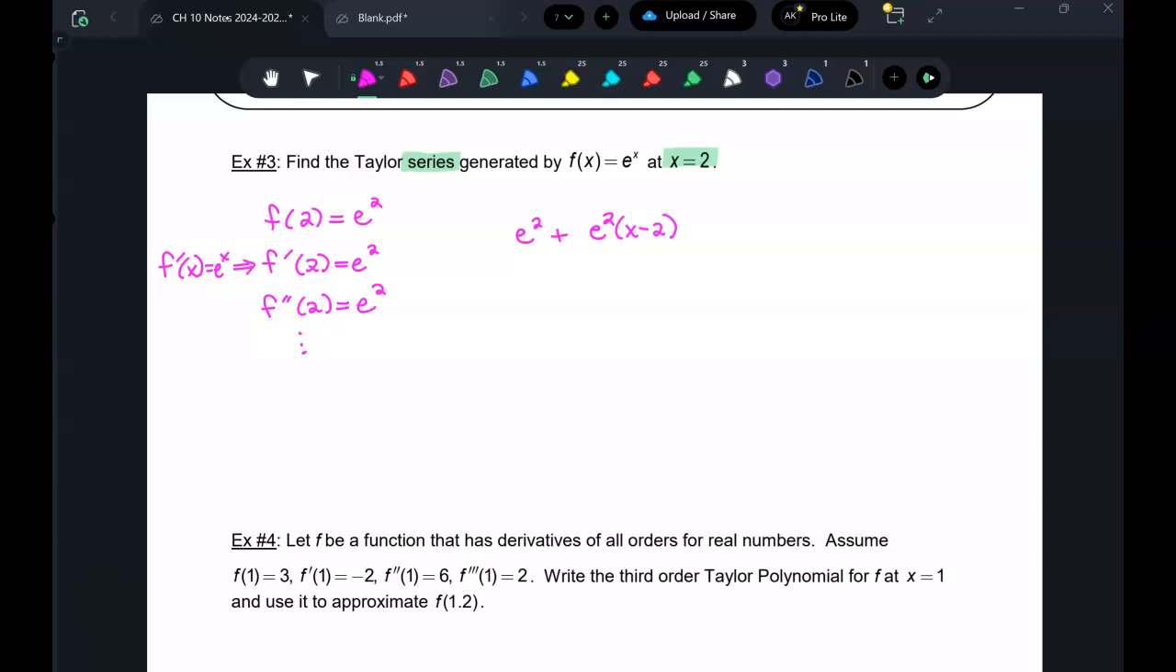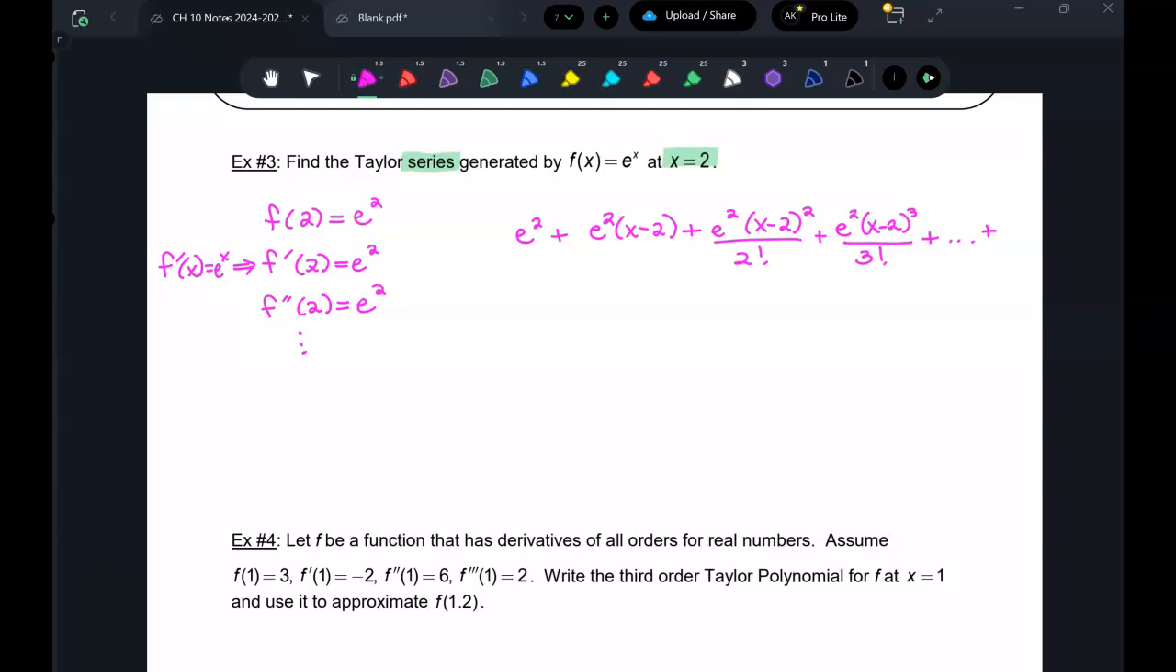This one's a series, so we want to express it for infinitely many terms. We're going to use our sum. e squared times x minus 2 squared over 2 factorial, plus e squared times x minus 2 to the third over 3 factorial. I don't like this one as much. Okay. We need a general term.